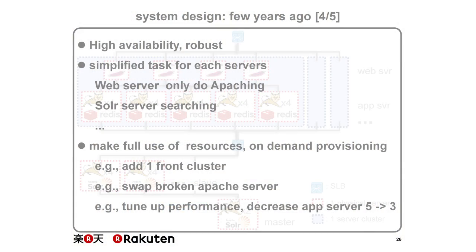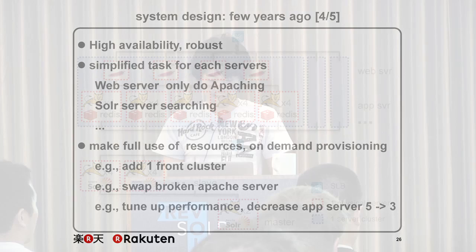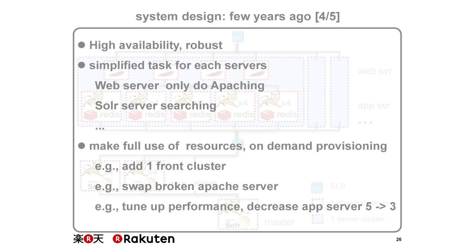This system has these features. We diversified the risks, so even if one Solr or one physical server crashes, basically it doesn't matter. And each server has only one task: the web server only handles requests, and the Solr server only searches advertisements. So each has a very simple task and an allocated role. And we can easily make full use of server resources, so on-demand resource pooling and provisioning is possible. For example, add one cluster for handling more requests, or swap broken Apache servers and tune up performance, then decrease application servers from 5 to 3, something like that.